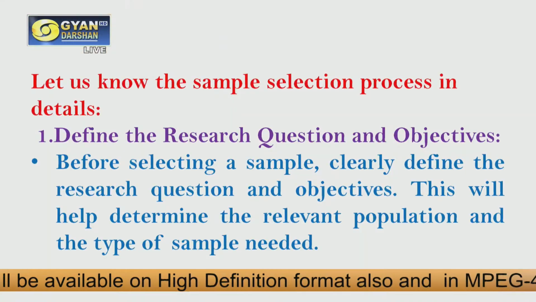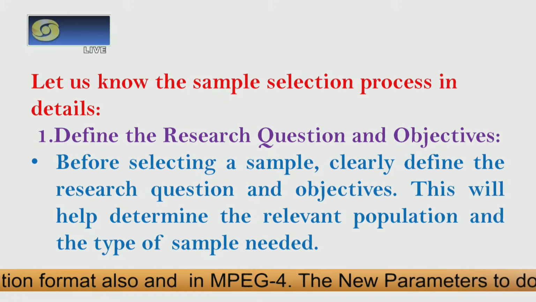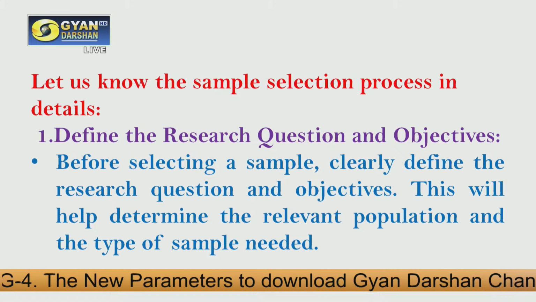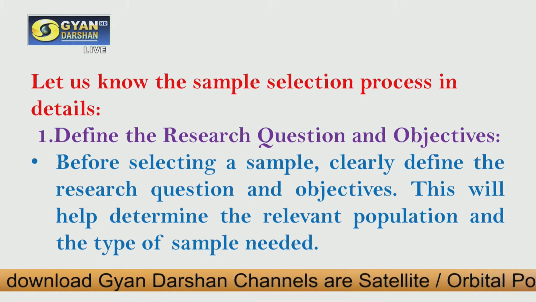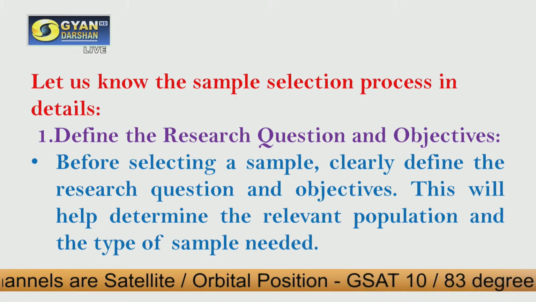Define the research question and objective. As I already said, before selecting sample, you have to define the research question or objective. Research question may be, you may be going for a survey of any historical event, or you may be going for a survey of any social happenings. You may be conducting scientific research, or you may be conducting medical research. In that, the research problem has to be identified.